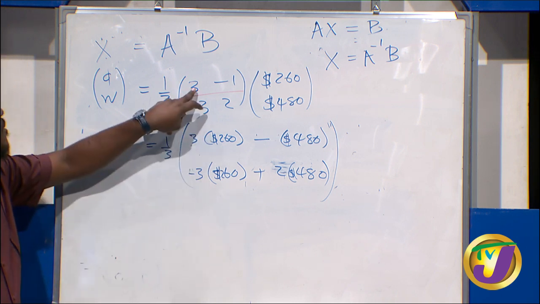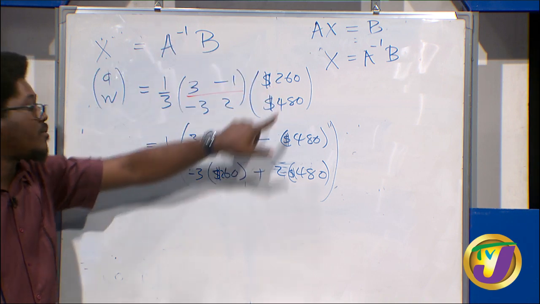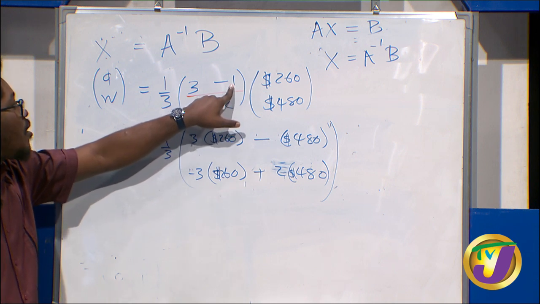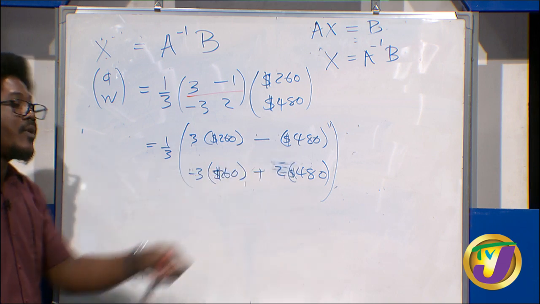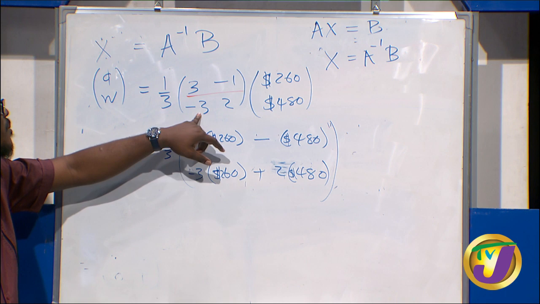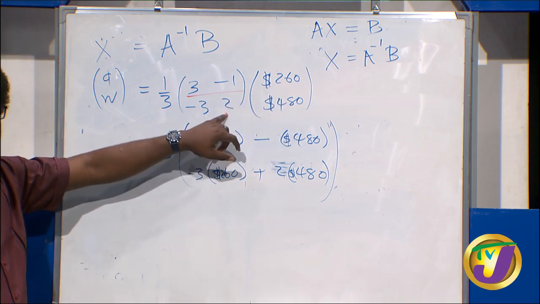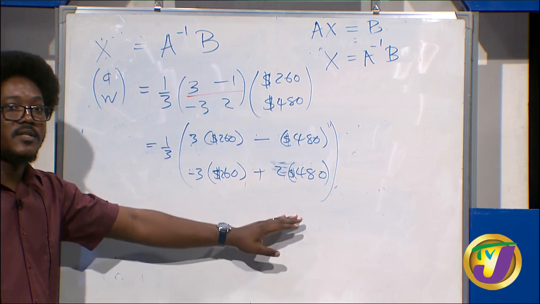Because remember, we are going row by column. So it is the first element in the row multiplied by the first element in the column. Then it's the second element in the row multiplied by the second element in the column, which gives us this result here. Then the first element in the second row multiplied by the first element in the column, and the second element in the second row multiplied by the second element in the column gives us this result here.